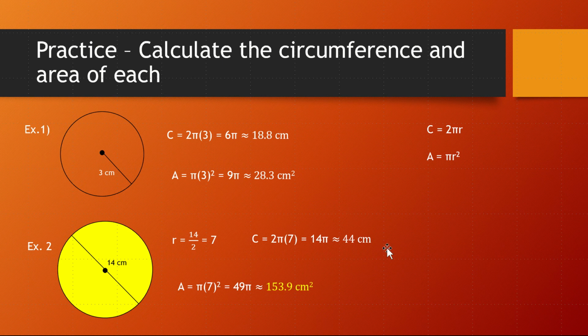And if we do that, we get pi times 7 squared. 7 squared is 49, and so 49 times pi gives you 153.9 centimeters squared. So that's how to find area and circumference.